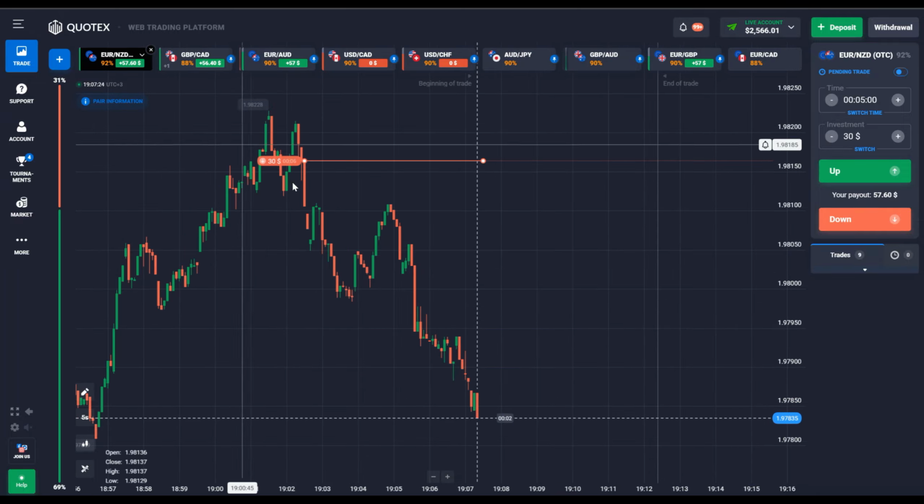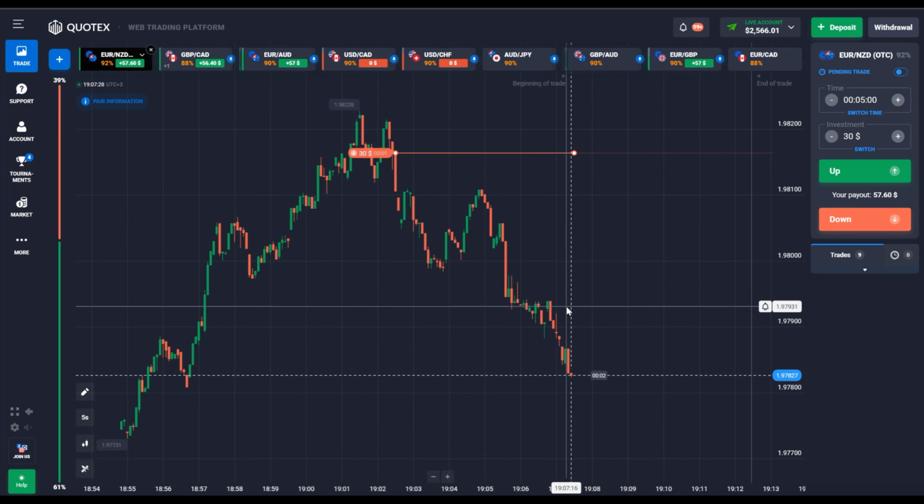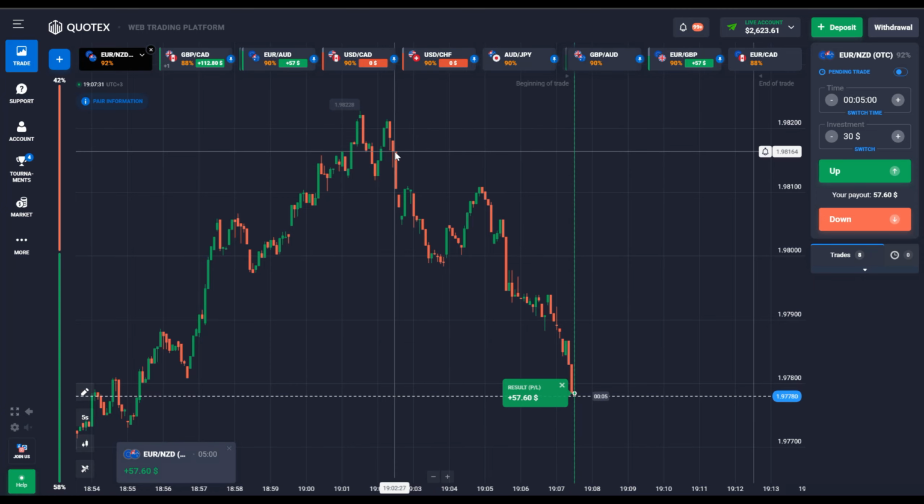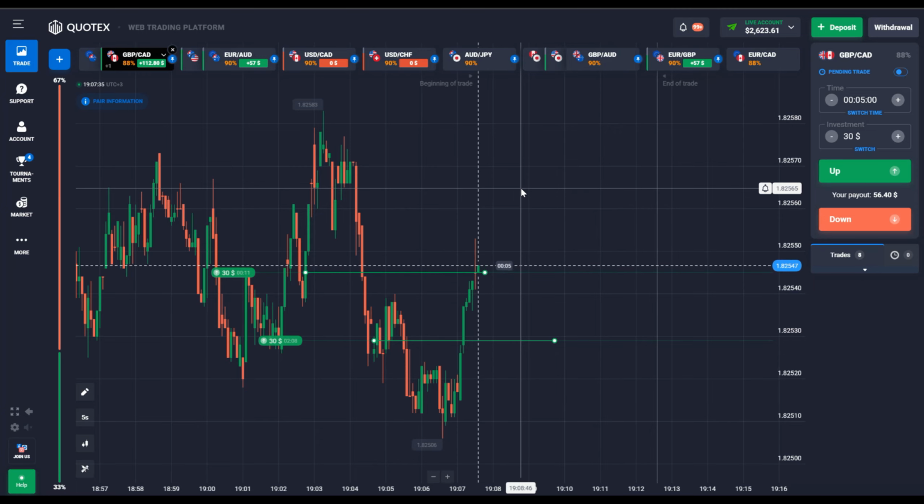Eight seconds. The Euro New Zealand dollar is going to close in the green for us now. It's probably the only asset that's moving steadily in one direction. We entered at the very top. The trade closed steadily in profit. So, let's see what else we have here.